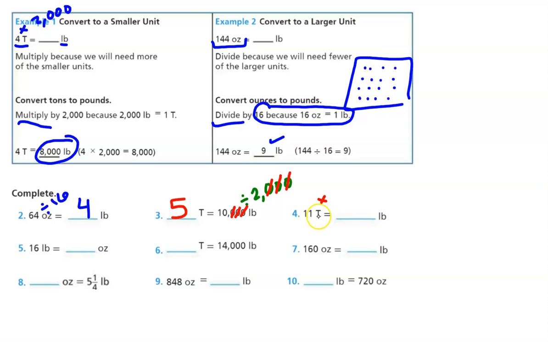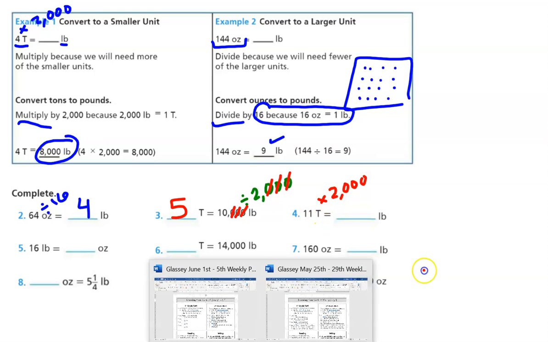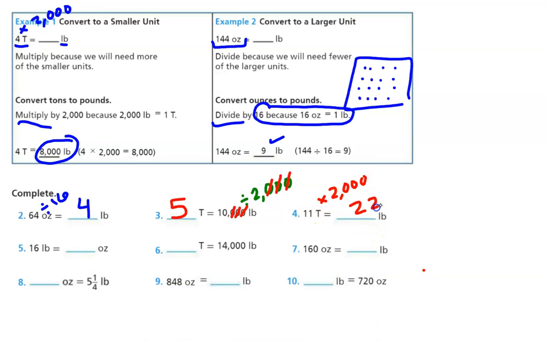So how many pounds are there in 1 ton? There are 2,000. So I need to take this number and multiply it by 2,000. And that will end up being 22,000 pounds. If I were you, I would maybe pause this video and try 5 through 10 on your own.